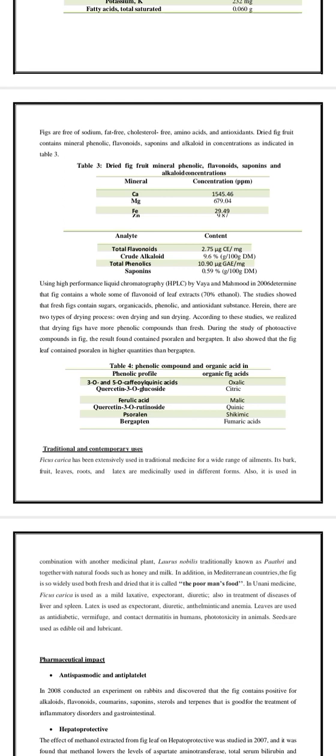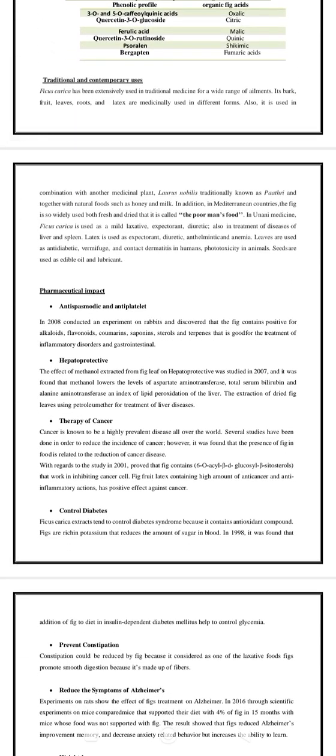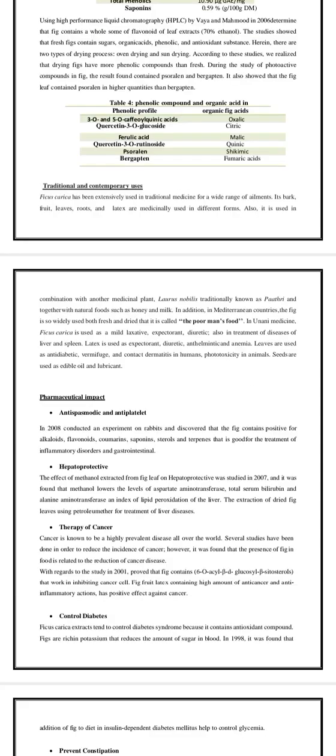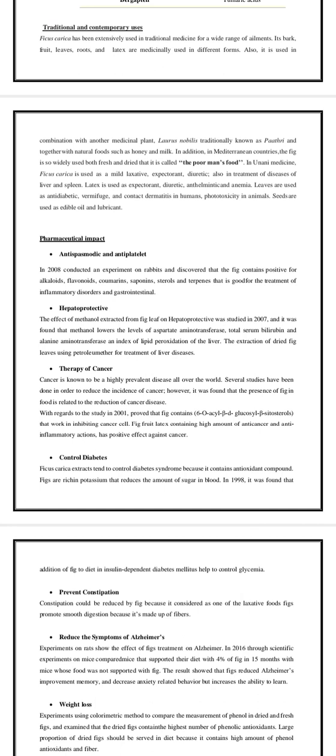Now we are going to its most important topic, that is, its uses. There are many uses of the fig, which are traditional uses, environmental uses, and many contemporary uses. Ficus carica has been extensively used in traditional medicine for a wide range of ailments. Its bark, fruit, leaves, roots, and latex are used medically in different forms. Also, it is used in combination with other medicinal plants, such as Laurus nobilis, traditionally known as patri, and together with natural food such as honey and milk.